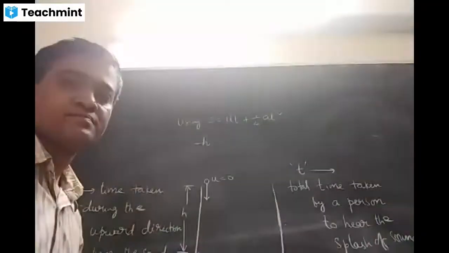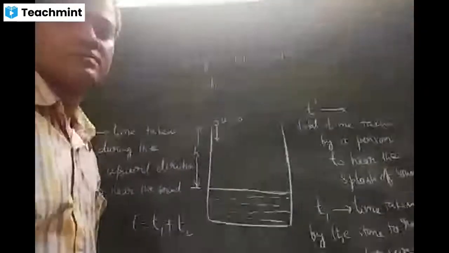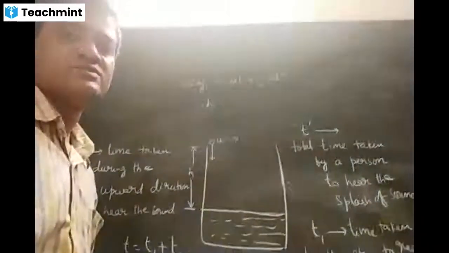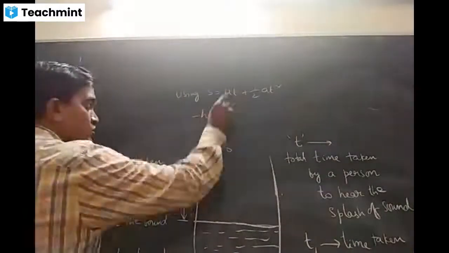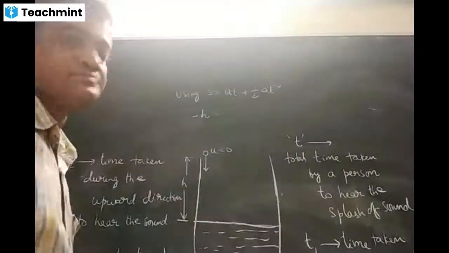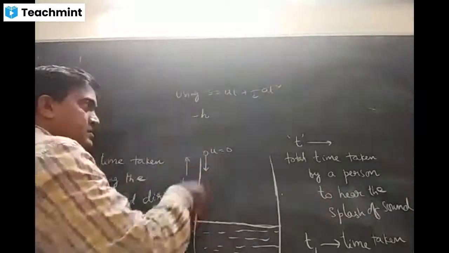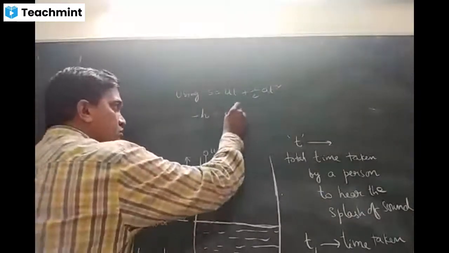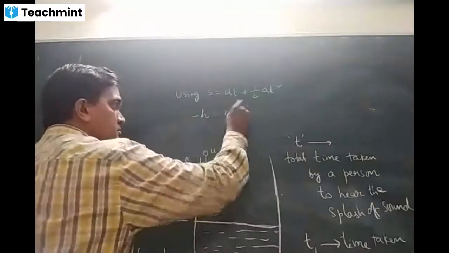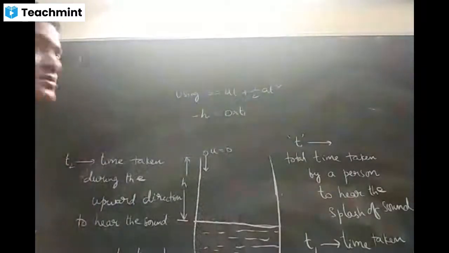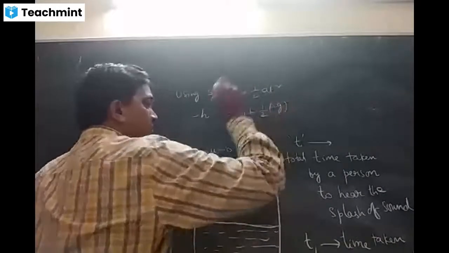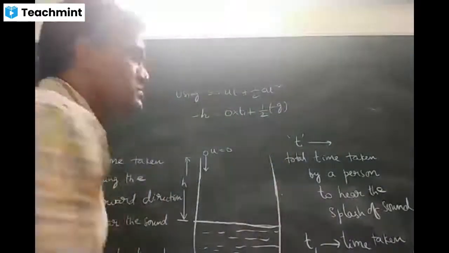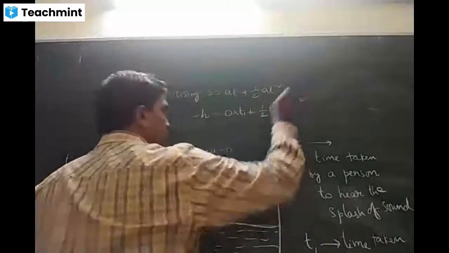The stone moves vertically downward, so I'll take displacement as minus h. Minus h is equal to u times t1 plus half a t1 squared. What is your u? It is zero. What is your acceleration? Gravity, minus g.